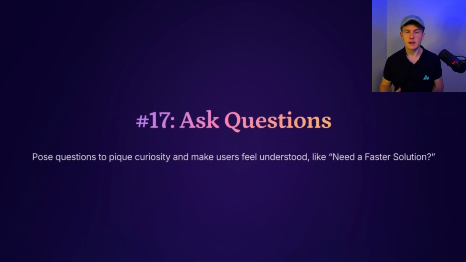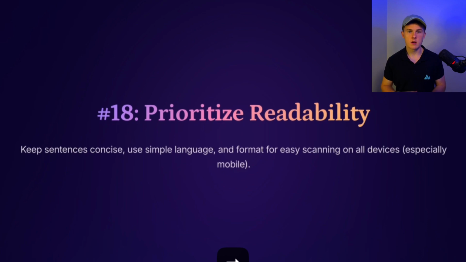Principle number 17, ask questions in your headlines. This can really help with pattern disruption and again boost your click-through rates. And the most important one of them all, principle number 18, ensure your headlines have good readability. Bearing in mind that most of your ads will be viewed on mobile, so long-winded headlines are going to be difficult for mobile users to understand and digest. Keep your language plain, simple and easy to read.